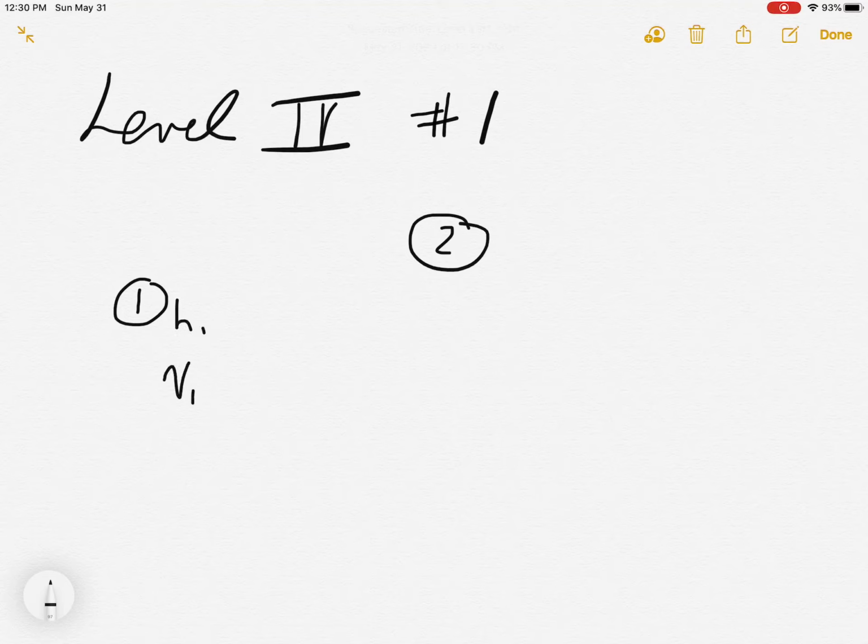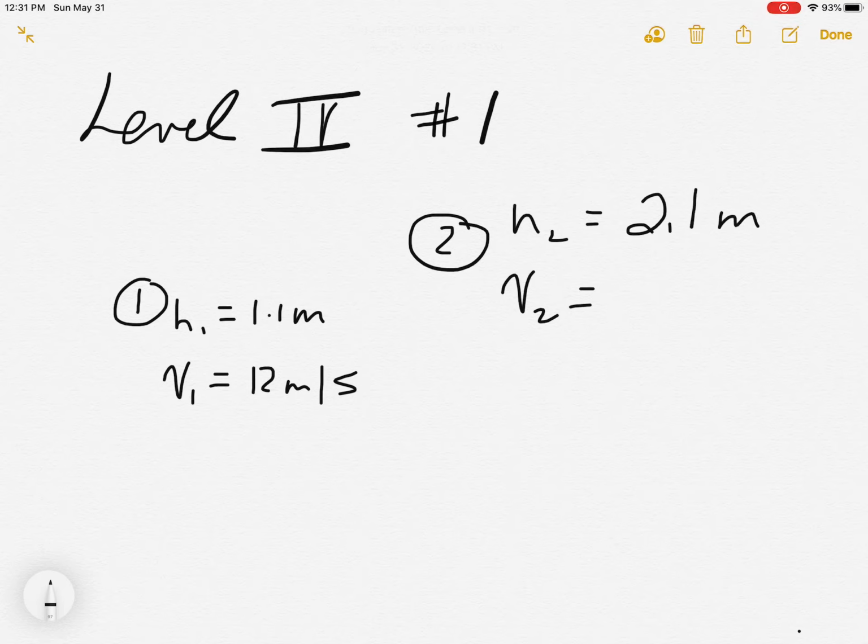At position 1, we have a height and we have a velocity. The height happens to be 1.1 meters. And the velocity is 12 meters per second. But we're also given both the height and the velocity at position 2. The height at position 2 is 2.1 meters. And the velocity is 10.5, a little bit slower. So it's gone higher, it's gained gravitational energy, but it's lost kinetic energy.